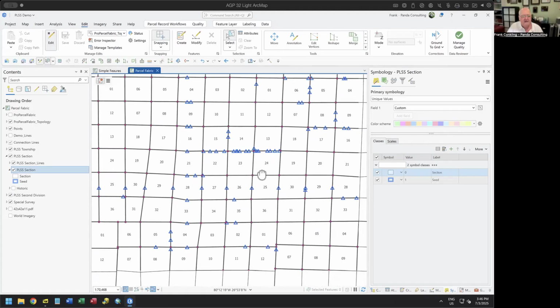And then we get into things like this. Now, again, I'm going to immediately think about sections 1 through 6, 7, 18, 19, 30, 31. These are the closing sections.